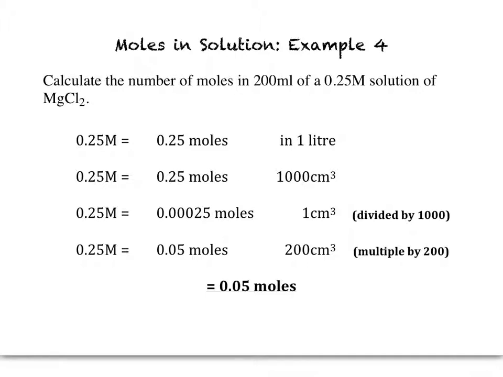A 0.25 molar solution tells us we have 0.25 moles in 1 litre. A 0.25 molar solution is equal to 0.25 moles in 1,000 cubic centimeters. A 0.25 molar solution is equal to 0.00025 moles in 1 cubic centimeter, divided by 1,000. A 0.25 molar solution is equal to 0.05 moles in 200 cubic centimeters, multiplied by 200. So 200 milliliters of a 0.25 molar solution of magnesium chloride contains 0.05 moles.